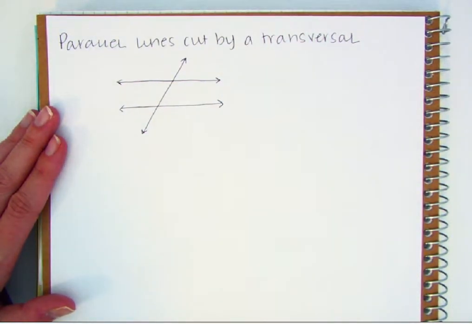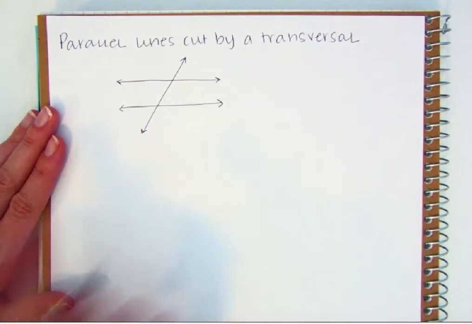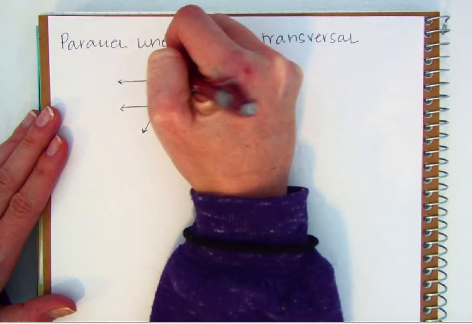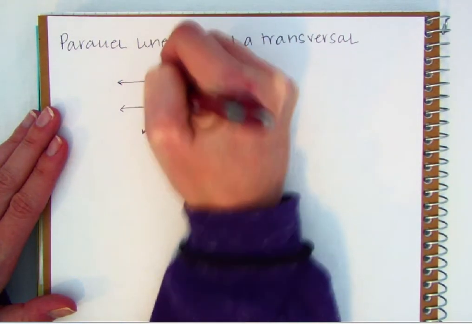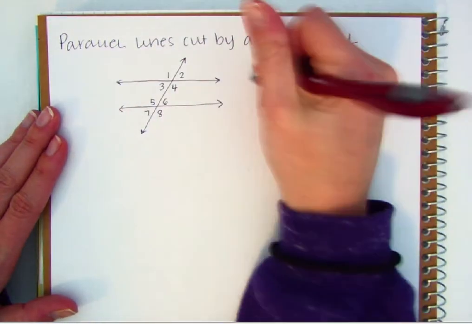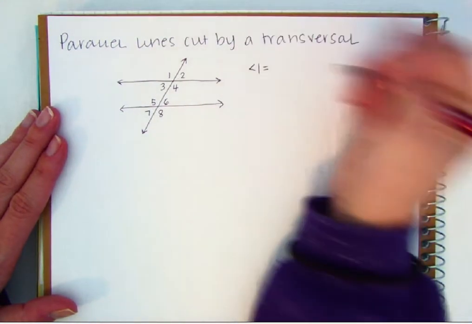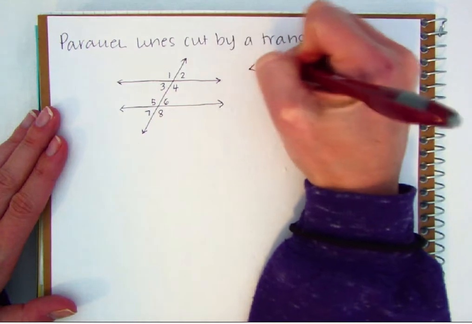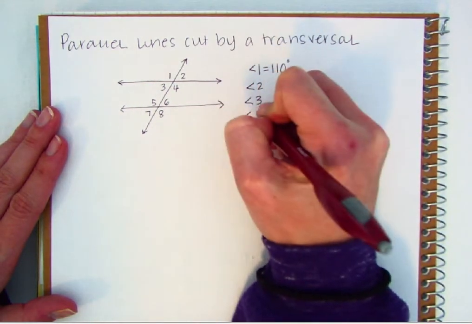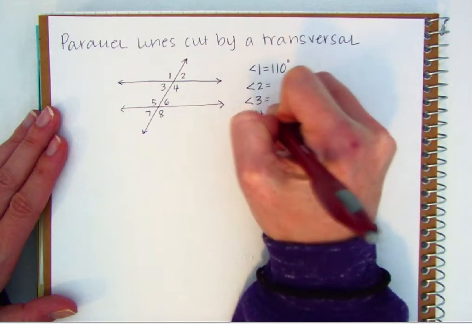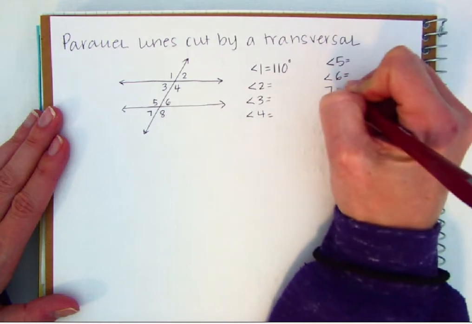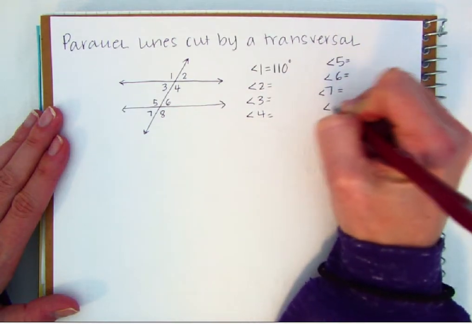Sometimes they'll give you just one angle and ask you to find all the rest. So for example, they might name these angles 1, 2, 3, 4, 5, 6, 7, and 8. And they might tell you that angle 1 is equal to 110 degrees and ask you to find angle 2, angle 3, angle 4, angle 5, angle 6, angle 7, and angle 8.